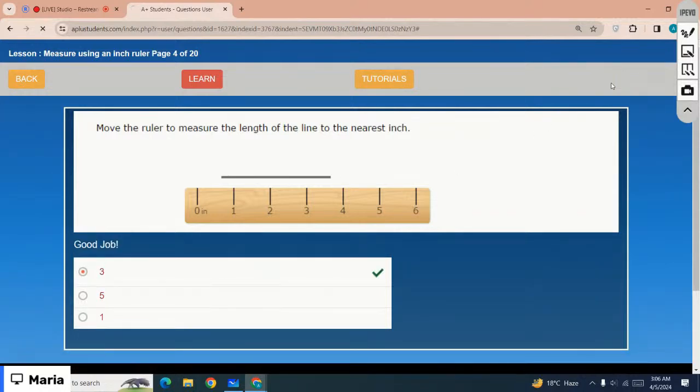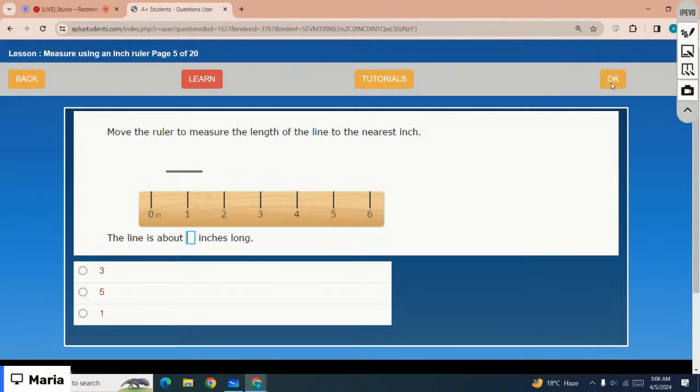Okay. Move the ruler to measure the length of the line. So, which is the correct option? Yes, that would be just 1 inch long. The correct option is 1 inch, right?